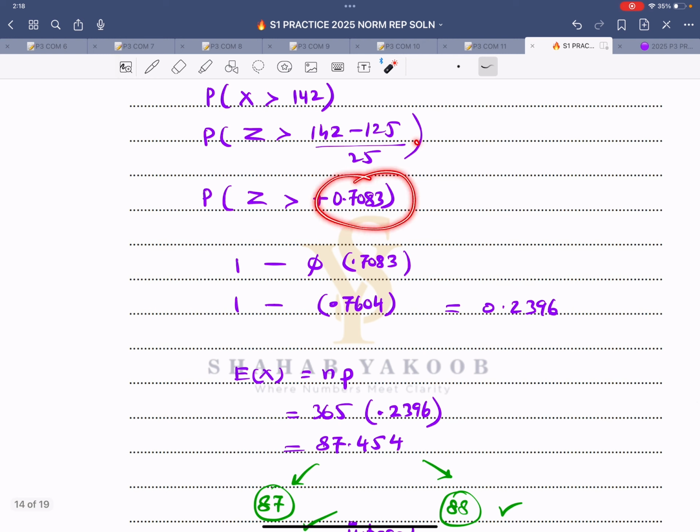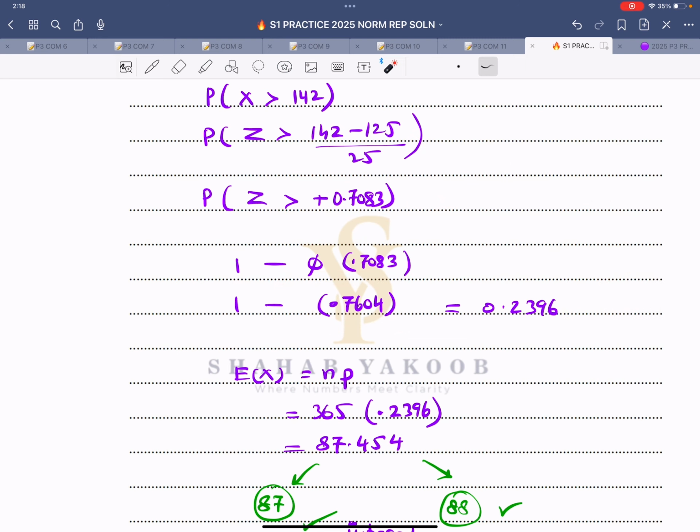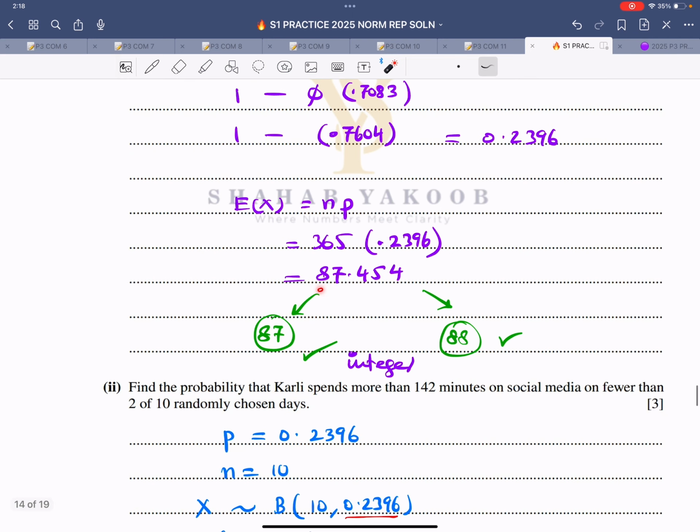Standardize. You get a positive value. This is rule number 2. Z greater than a positive value is 1 minus phi of this value, 1 minus this value that you get from the table, which is 0.2396, in 4 decimal places because that is what you obtain from the table. Again, expectation of X, multiply it with 365. This is the answer that you get. This is also acceptable. You can round it down. You can round it up.